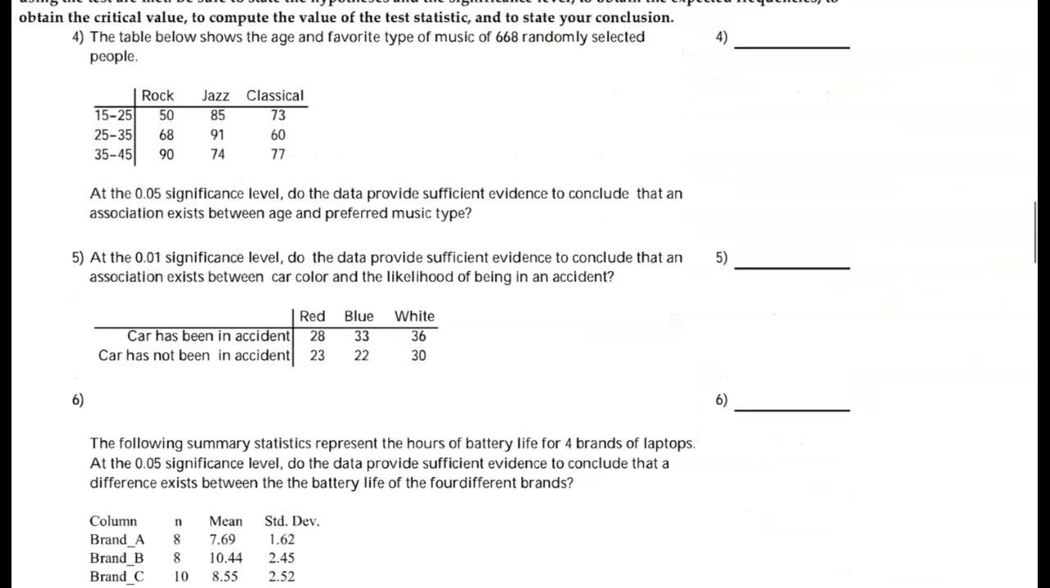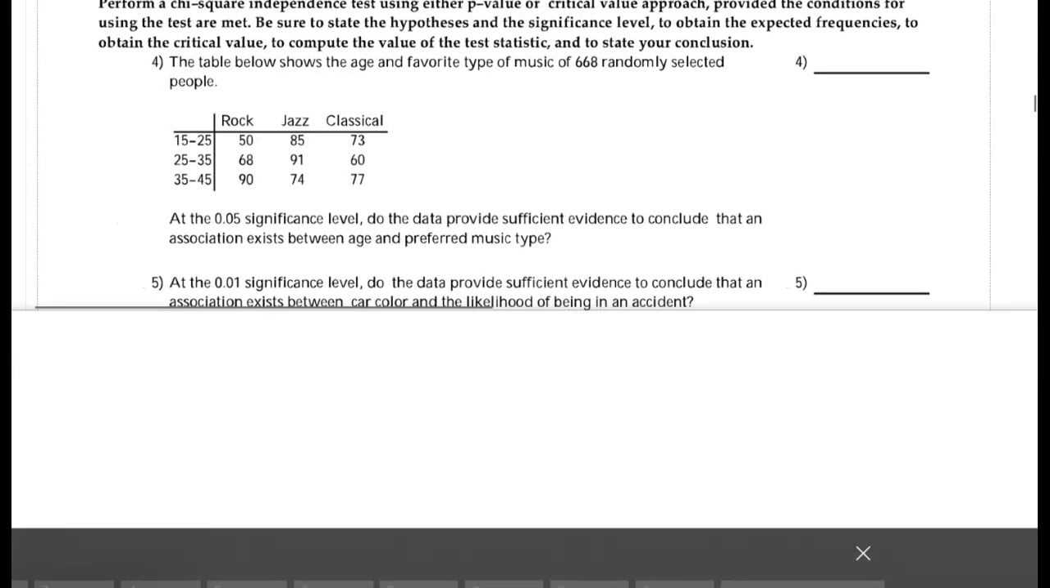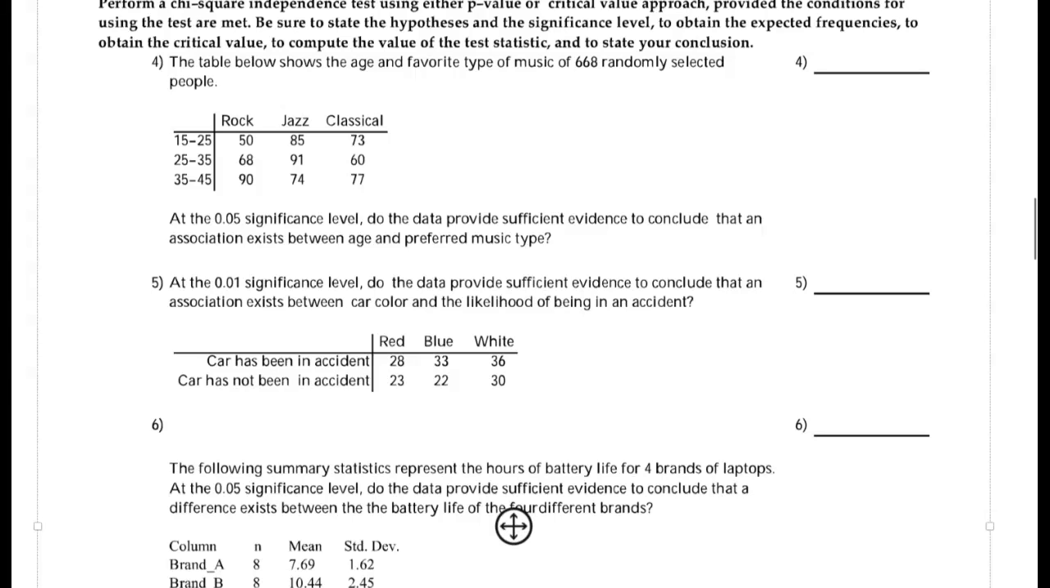Number 4 and 5, we're still talking. This time we are asked, notice we're given these contingency tables for number 4 and number 5. And the question we're asked has to do with, is there an association? So for number 4, does an association exist between age and preferred music type? Number 5, we're looking at, is there an association between the color of a car, red, white, or blue, and whether or not the car has been in an accident?